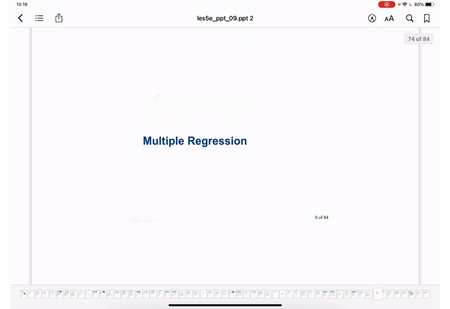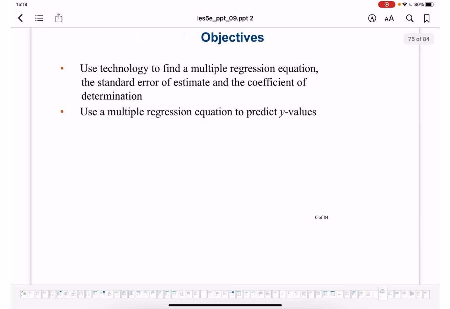Okay, we are moving to multiple regression. So we are going to learn how to figure out the standard error of estimate, find the multiple regression equation, and the coefficient of determination. So we are going to use the multiple regression equation to predict the y value.